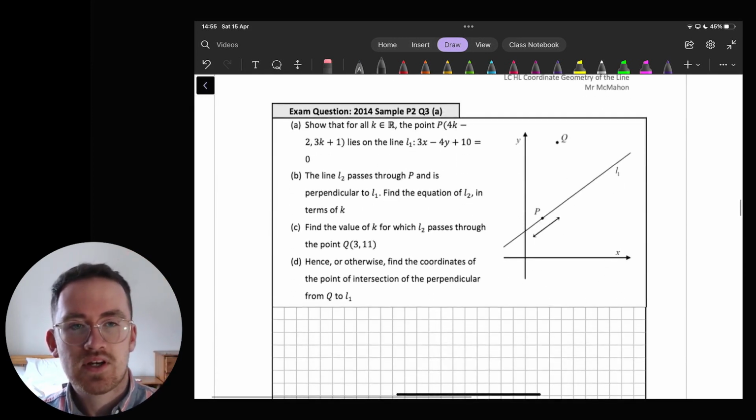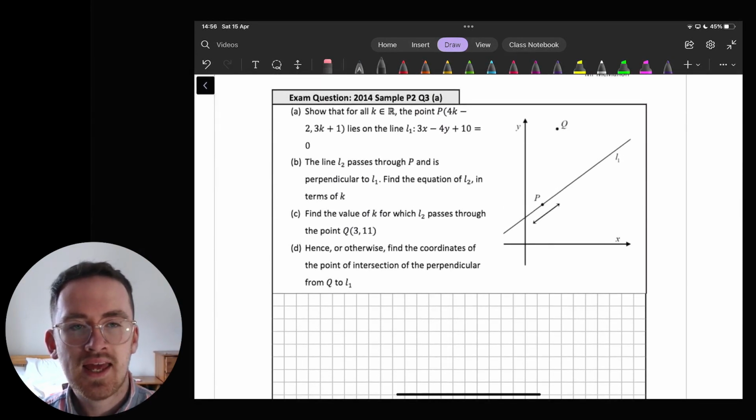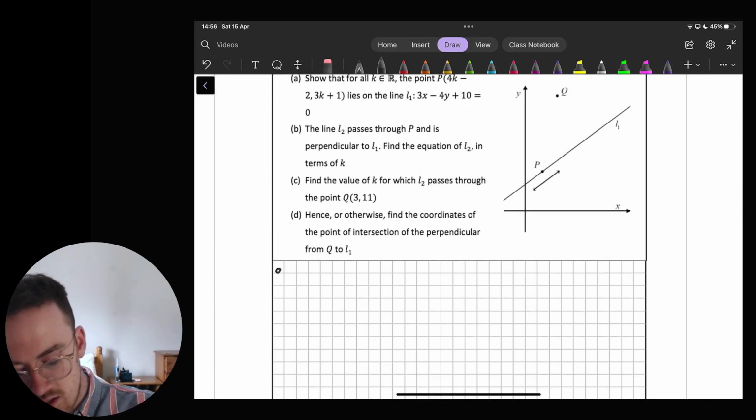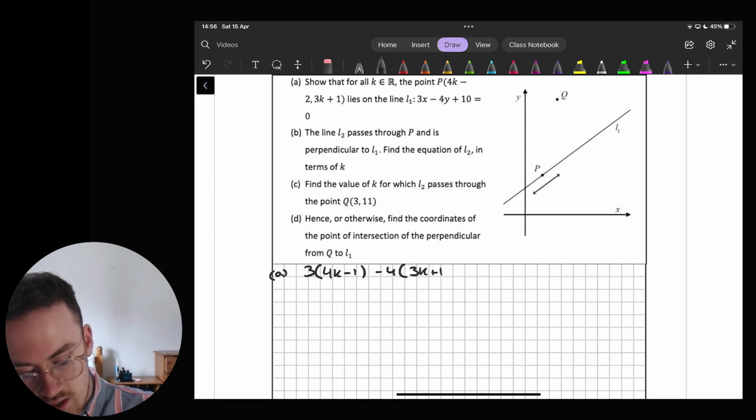Right, let's look at an exam question then. I think we've just the one exam question here. So show that for all k real numbers, the point P lies on the given line L1. So to show that a point lies on a line, we did this in the fundamental part, we have to be able to sub in and end up with the same thing on both sides, or satisfy the equation. So we're subbing in for x there, and then I'll sub in the value for y as well, using our brackets. 12k minus 3 minus 12k minus 4 plus 10. So we get minus 7 plus 10.